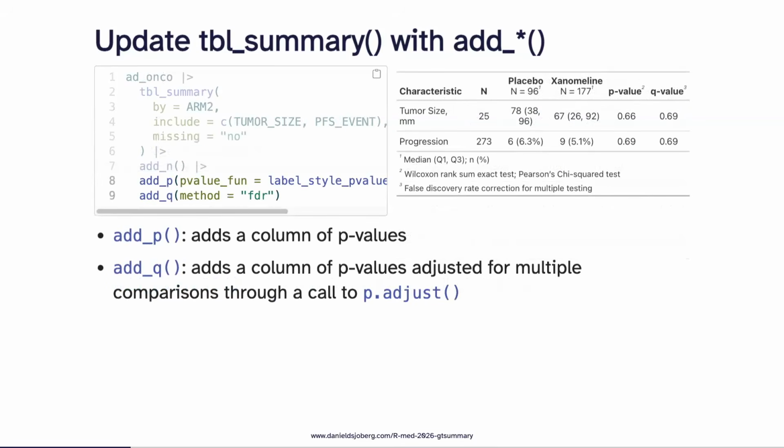It also is quite common to add P. In this case, I've missed my highlighting a little bit. So on lines 7, 8, and 9, I'm adding three different types of statistics. In add N, I'm adding that N column after the characteristic column. Add P is giving me a comparison between my placebo and active treatment arms. And then in add Q, I am doing a correction using the false discovery rate method. Those are all coming straight from p-adjust. So there's a lot you can do for some pretty basic statistics here.